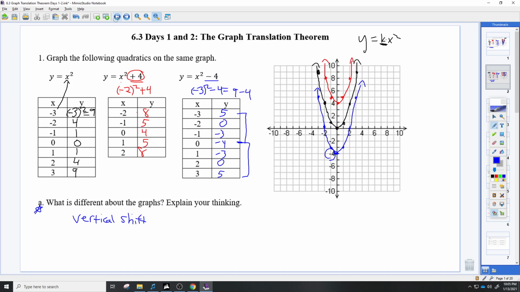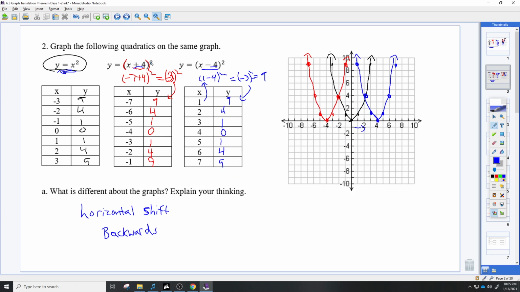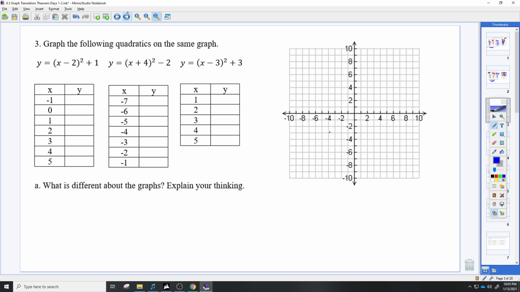Now, when we go back here, we had a vertical shift. Whatever was on the outside, no parentheses here, plus 4, minus 4, that actually meant you went the right way. Plus 4 means you go up 4. Minus 4 means you go down 4. But it is a little different when you have something in parentheses.